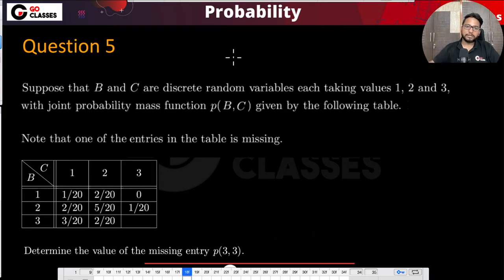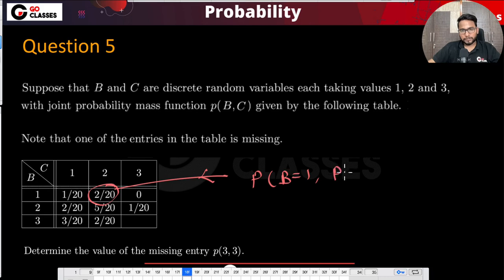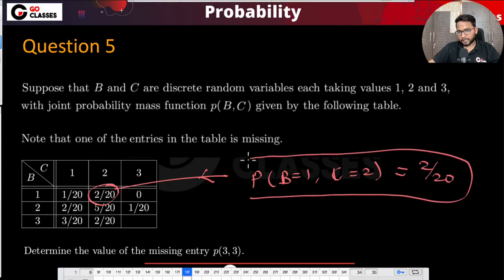This question is saying, suppose that B and C are discrete random variables, each taking values 1, 2, 3 with a joint probability mass function p(b, c), which is given by the following table. Each of these entries is a joint probability, which means the probability of B being 1 and C being 2 is given to us as 2 by 20. That's what they are saying: the joint probability of these two is 2 by 20, right?